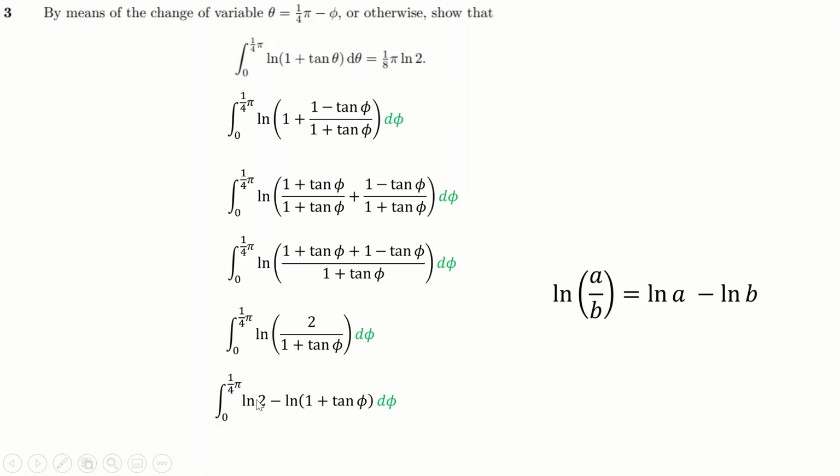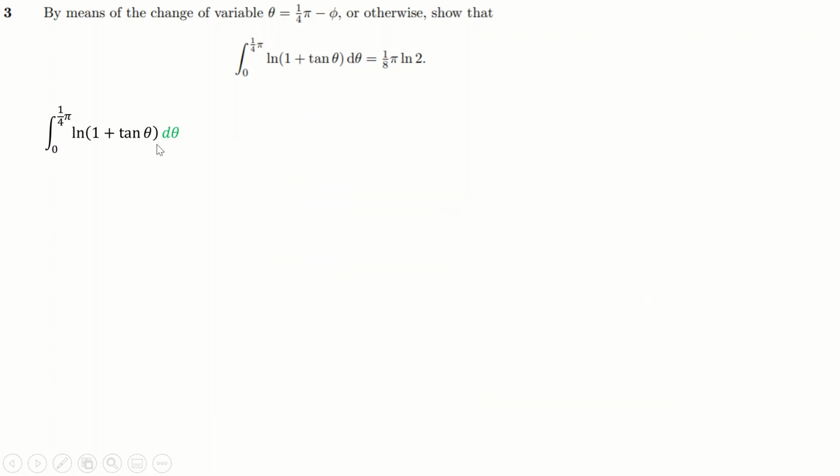When I split this up into two integrals, I know how to do this integral here. This is nice and easy. Now, this isn't easy, but look at it again for a second. If I just put this down next to what I started with, I know how to do this integral. Is this not the integral that I started with? I think it is, right?